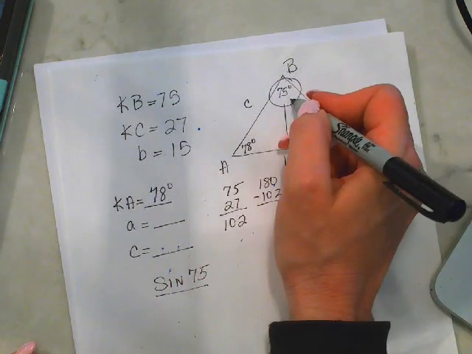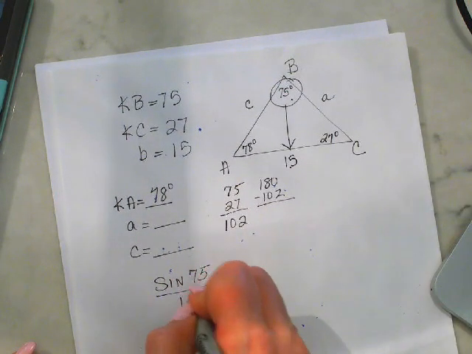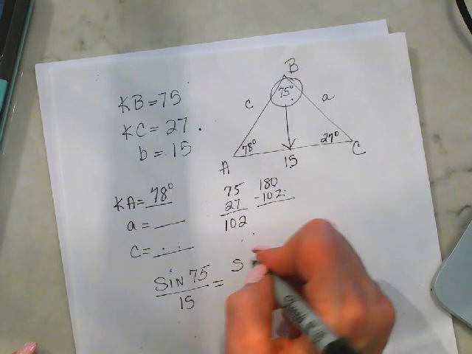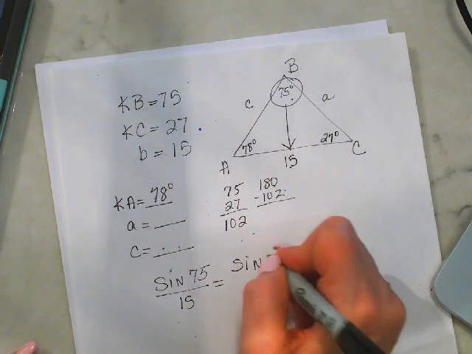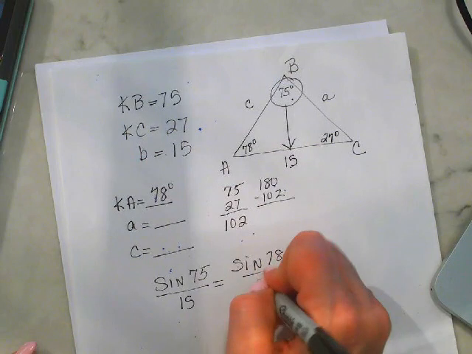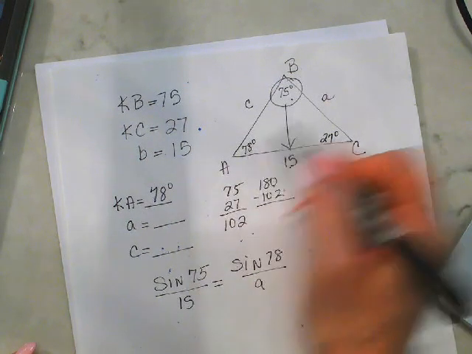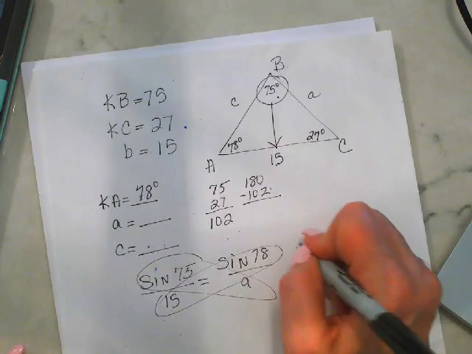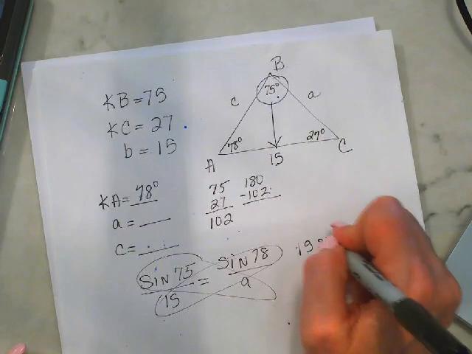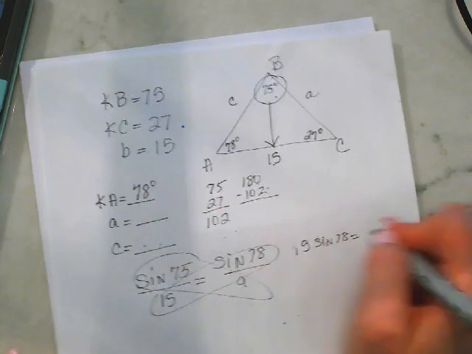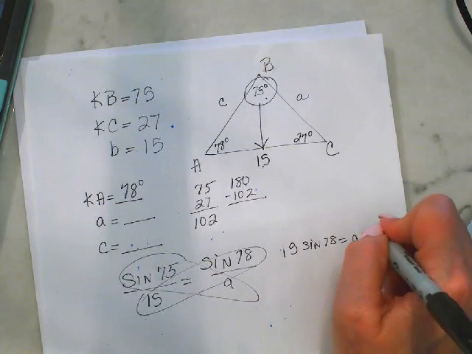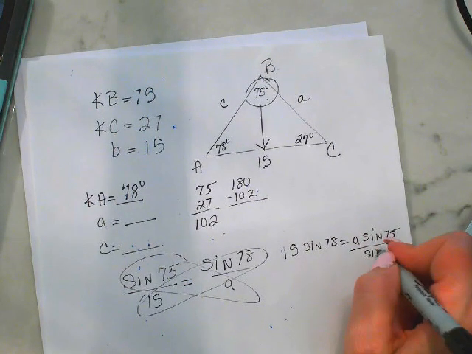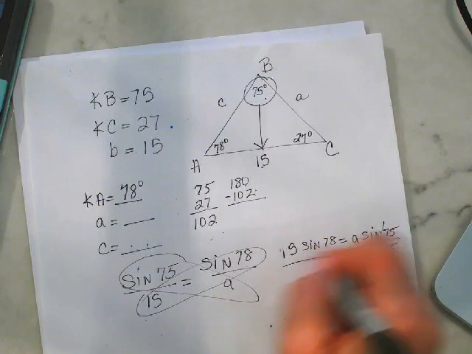So I'm going to say the sine of a 75-degree angle, that angle is to its side, 15, as I'm going to do the sine of 78 is to little a. Okay, 78 to a. I'm going to do cross products. Again, it is 15 times the sine of 78 is equal to a times the sine of 75.